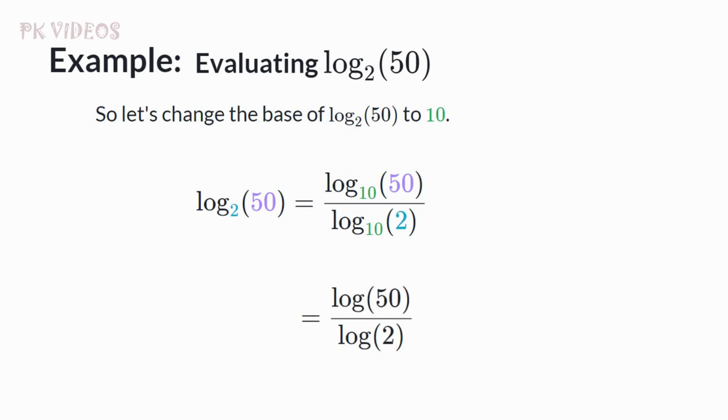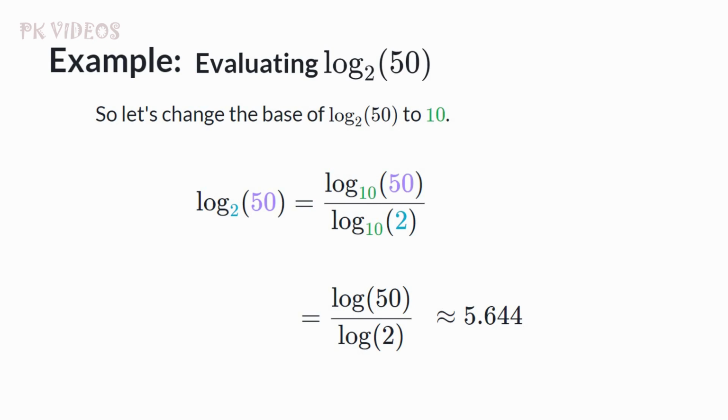That is, we can express it as log 50 over log 2. Here, log 50 to the base 10 is the same as writing log 50. When we don't see any base, that means the base is 10. Punching log 50 divided by log 2 in the calculator, we will see that it is approximately equal to 5.644.